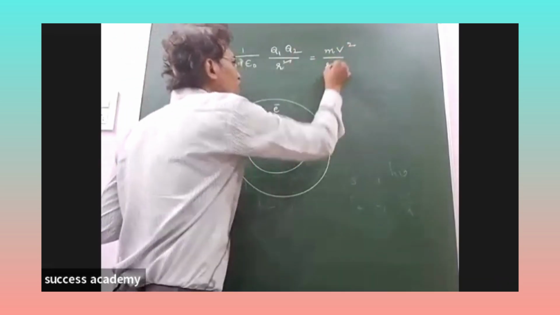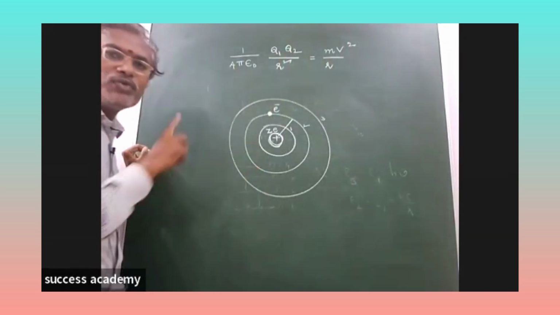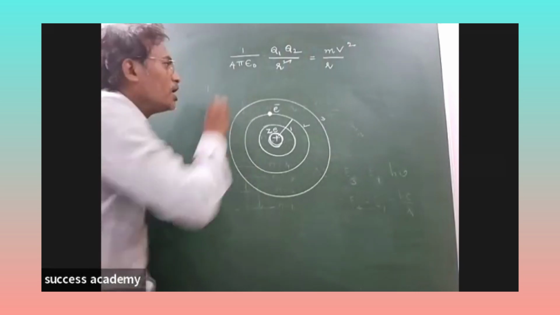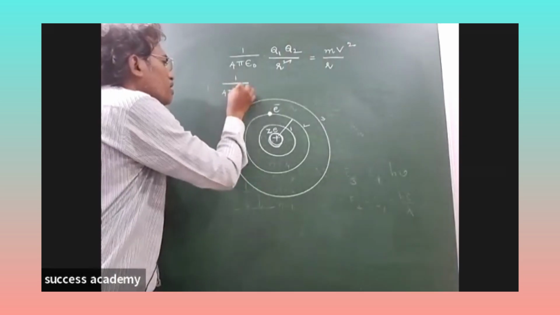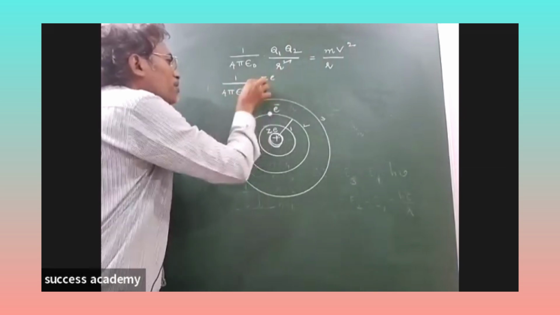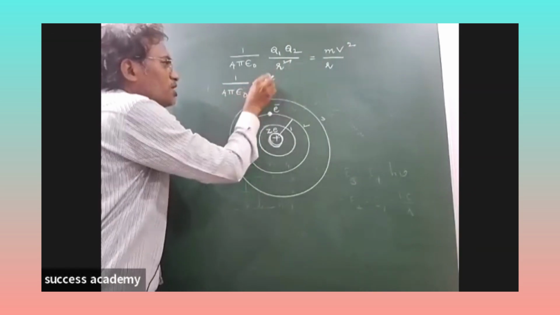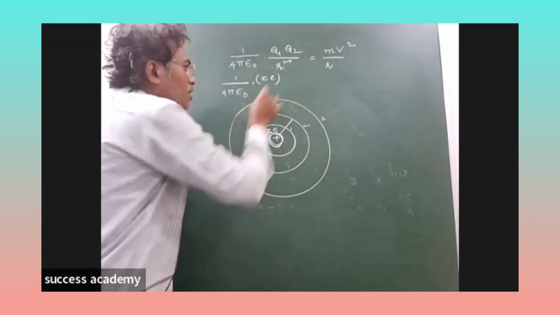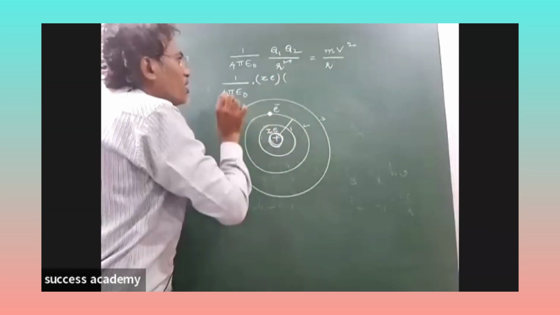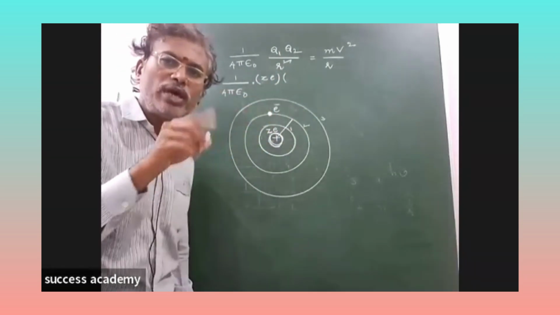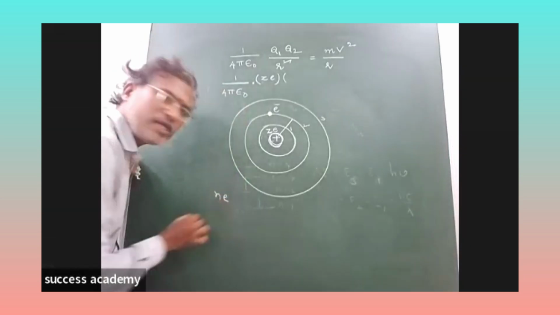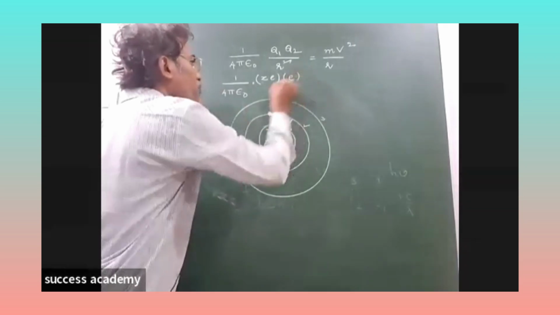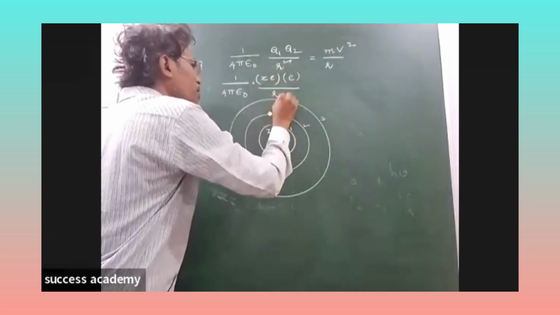What is the centripetal force? What is its formula? mv²/r. Now with 1/4πε0, q1 is the proton number Z. According to charge quantization, Ze is q1, related to the nucleus of an atom. Then the electron is revolving. According to charge quantization, Q is equal to Ne, with N equal to 1, as only one electron is considered. So 1 into e is e, divided by r. Here I am taking r as Rn.